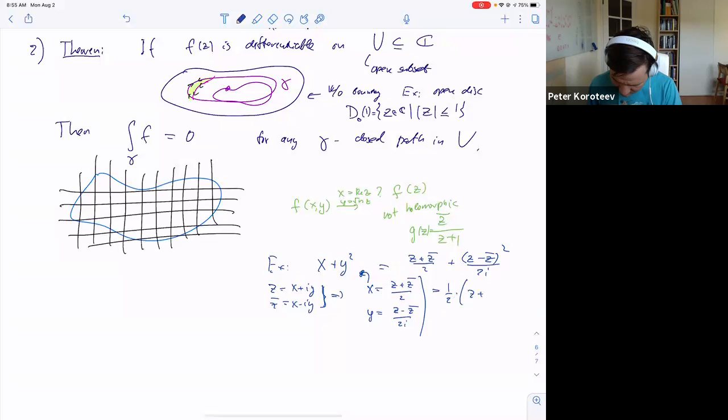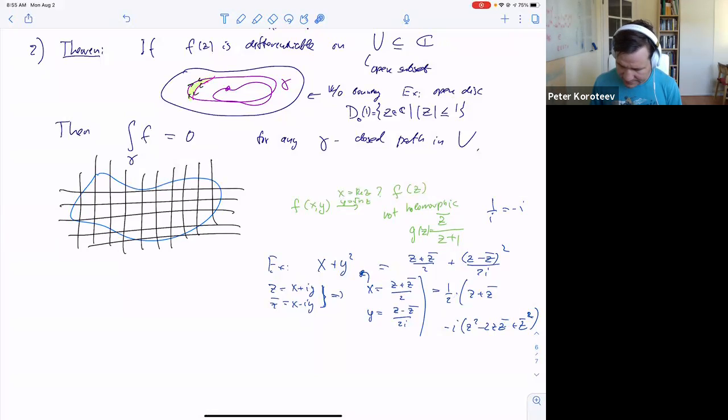Right, to have z plus z bar, and then 1 over i, the function 1 divided by i, is negative i. So it's minus i times z squared minus 2z z bar plus z bar squared. And you can see that it depends on both z and z bar, right? So there is no way to write it only in terms of z. So this function is not holomorphic. However, yeah, it's another kind of statement.